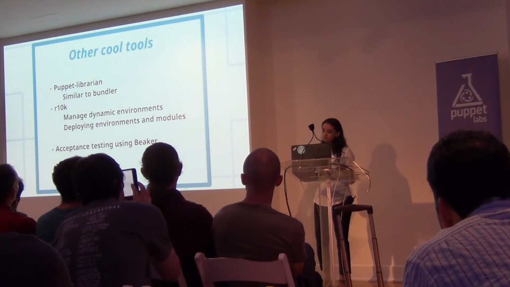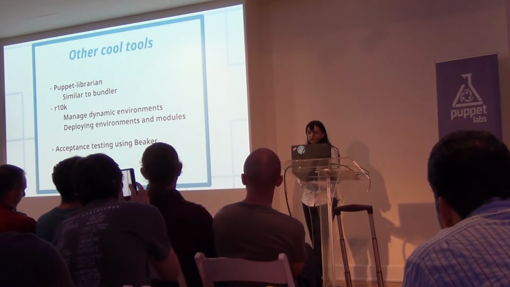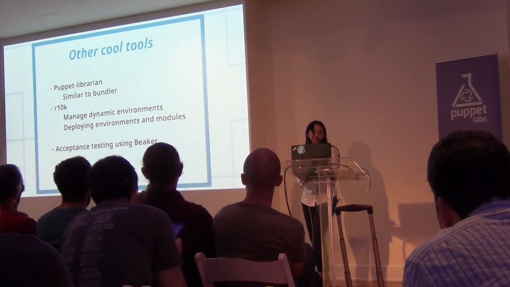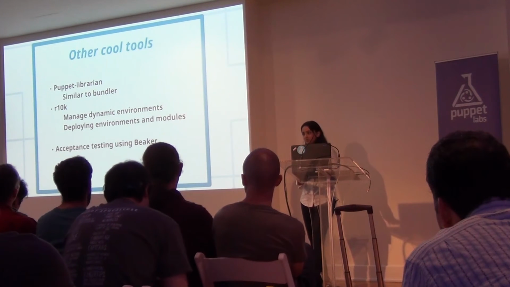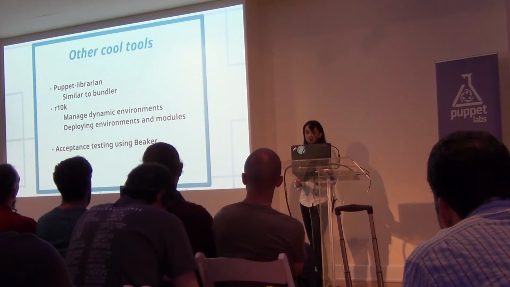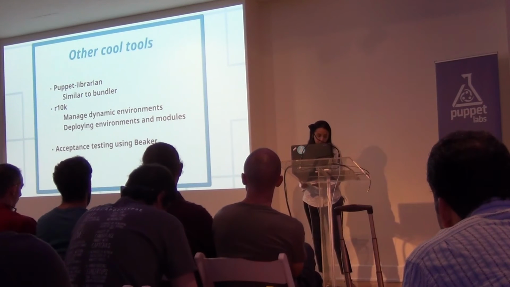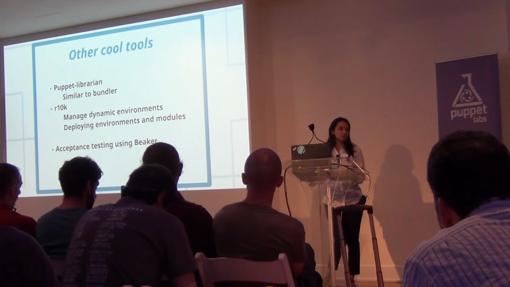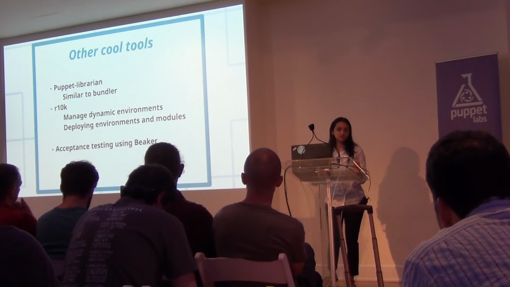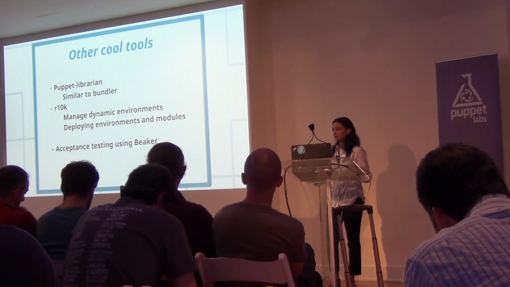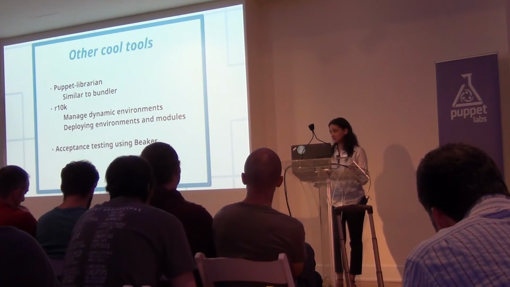So some other cool tools that you can use for modules are Puppet Librarian. Puppet Librarian is to Puppet modules what Bundler is to Ruby gems. You can simply have a Puppet file where you can specify what modules you want to install, where you want to install them from, and what version of the module you want to install.